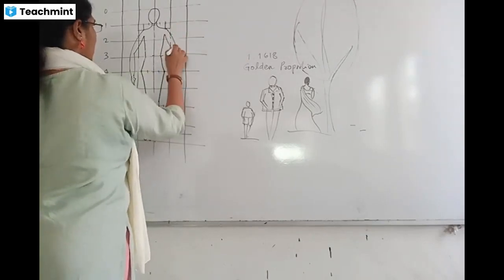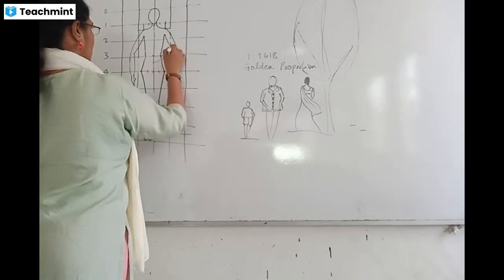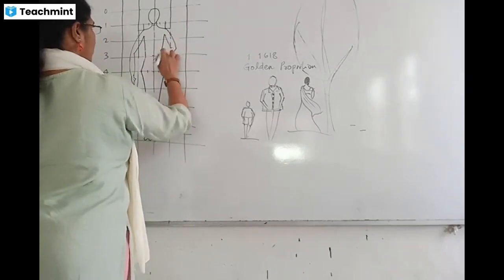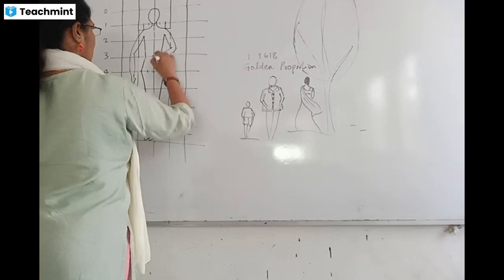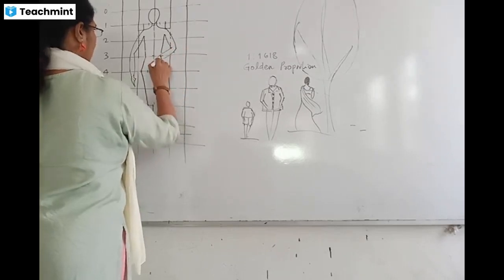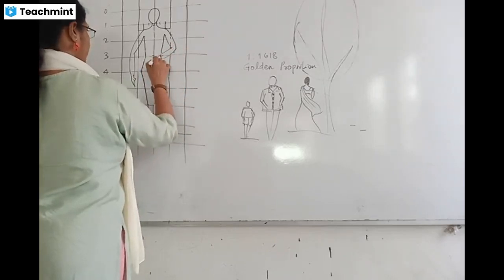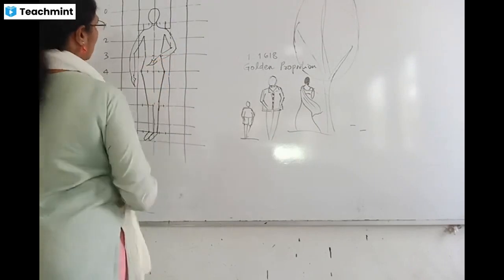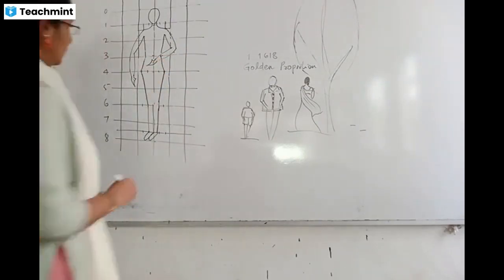Similarly, we can draw the other hand to get a posture. Maybe we can bend it like this, and the figure is ready.